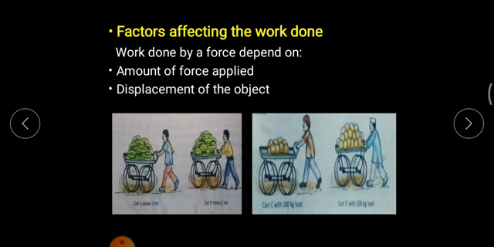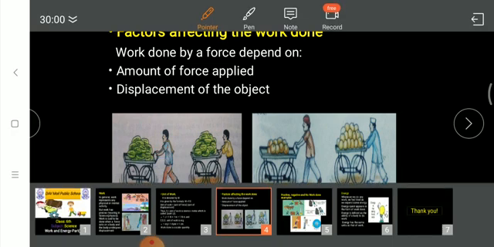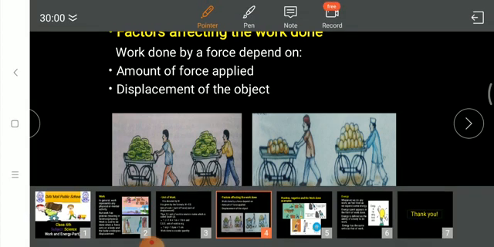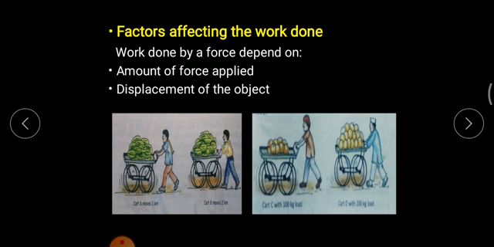Since, as you can see, the distance covered by this person is only 1 kilometer, whereas this person has covered 2 kilometers. So work done, since the displacement is more, no matter that the amount of force applied by both persons is the same, the displacement covered by this person is more. This person has covered only 1 kilometer, whereas this person has covered 2 kilometers. So more displacement is there. This person has moved more distance, more displacement, hence this person has done more work.